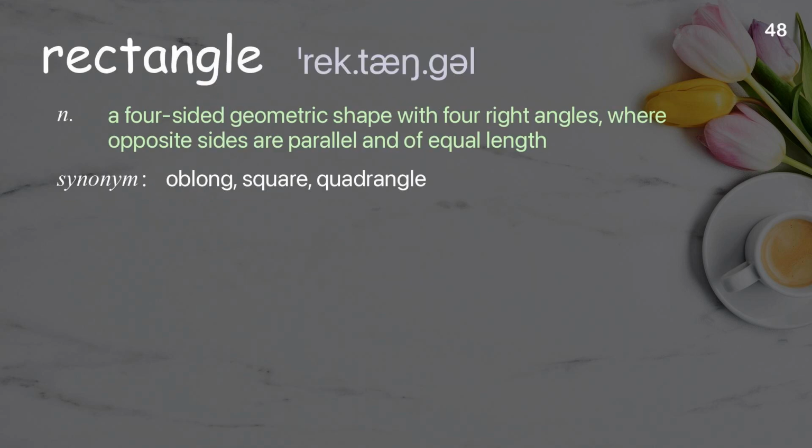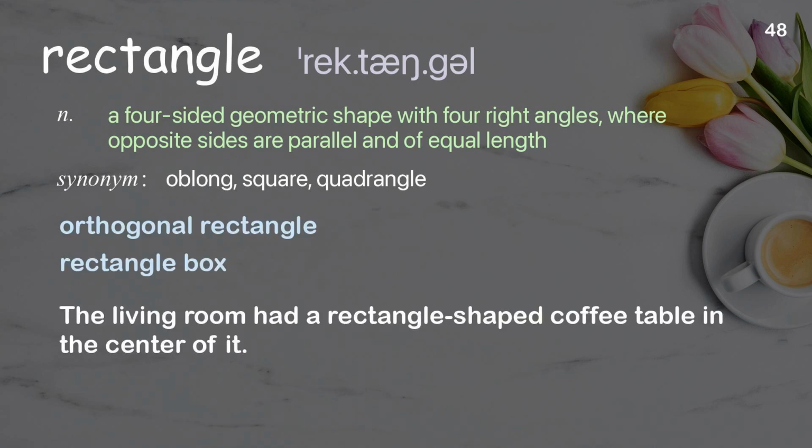Rectangle. A four-sided geometric shape with four right angles, where opposite sides are parallel and of equal length. Examples: orthogonal rectangle, rectangle box. The living room had a rectangle-shaped coffee table in the center of it.